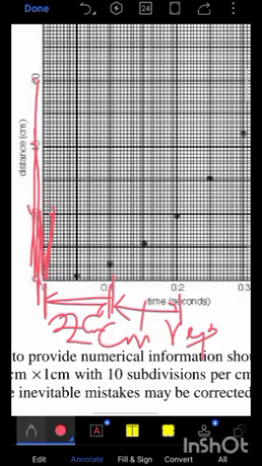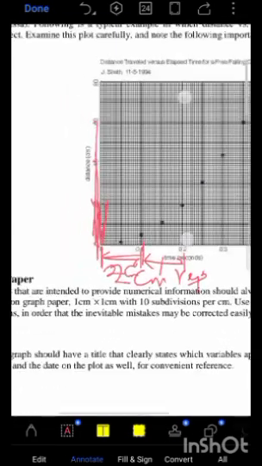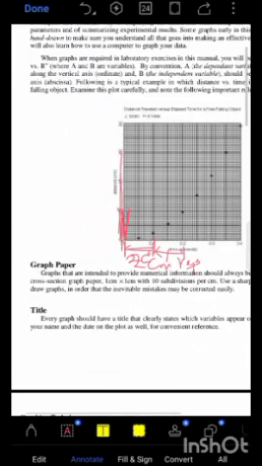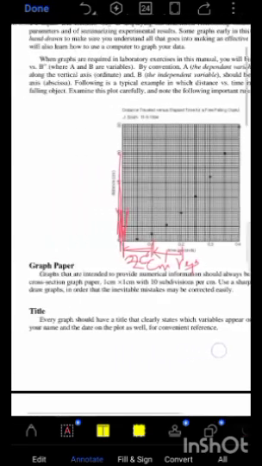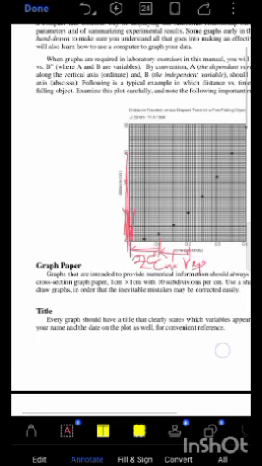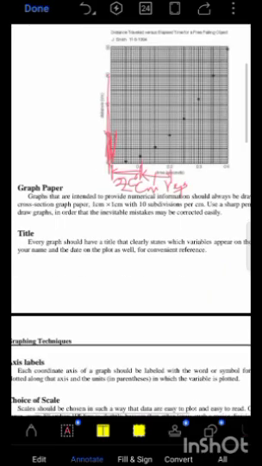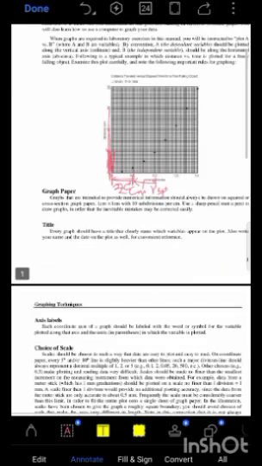So if you keep doing it like that, you can see that in graph paper, graphs that are intended to provide numerical information should always be drawn on a square or cross-sectional graph paper, which is 1 cm by 1 cm with 10 divisions. And also, you need to know the title of your graph. Titling of a graph is very, very important.